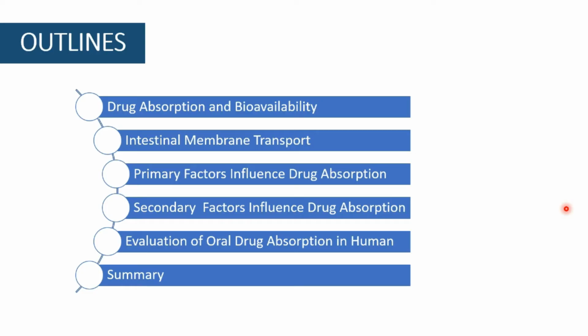First we will discuss drug absorption and bioavailability, and then intestinal membrane transport, and the kinds of membrane transport. Then we will talk about primary and secondary factors that can influence drug absorption. And then the last is the evaluation of oral drug absorption in humans, and of course the summary.